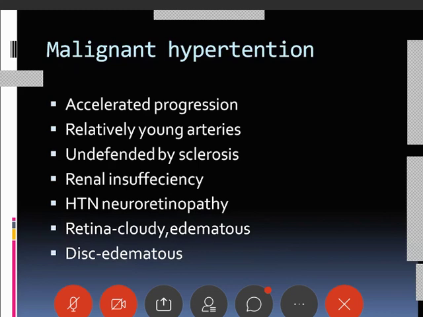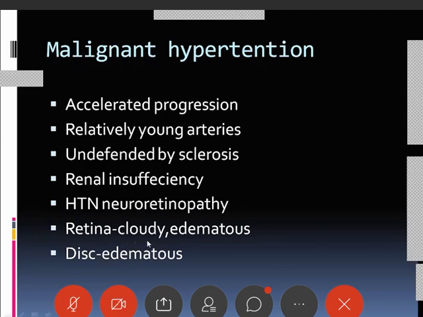So as we have already seen, when there is an accelerated progression of hypertension in relatively young arteries, so when there is a fast-progressing high blood pressure, these vessels are undefended by sclerosis. This is commonly seen in renal insufficiency. Then we get what is known as hypertensive neuroretinopathy. Neuro means involvement of the optic disc, and then retina. Both the retina as well as the optic disc are involved. So this is known as hypertensive neuroretinopathy.